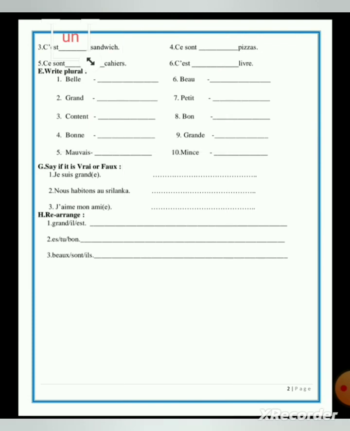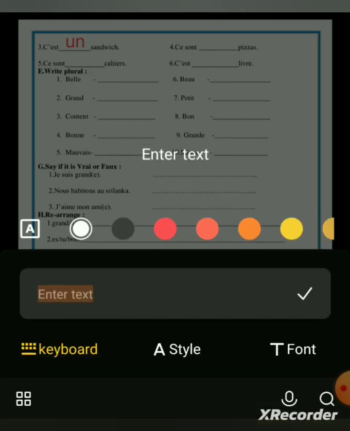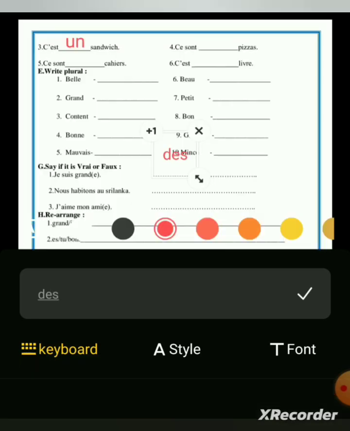Say a sandwich. Number 4 is pizza. Now it is ending with S, so it is showing it is in the plural form. Ce sont, these are, so we have to write here they. Ce sont des pizzas. DES.